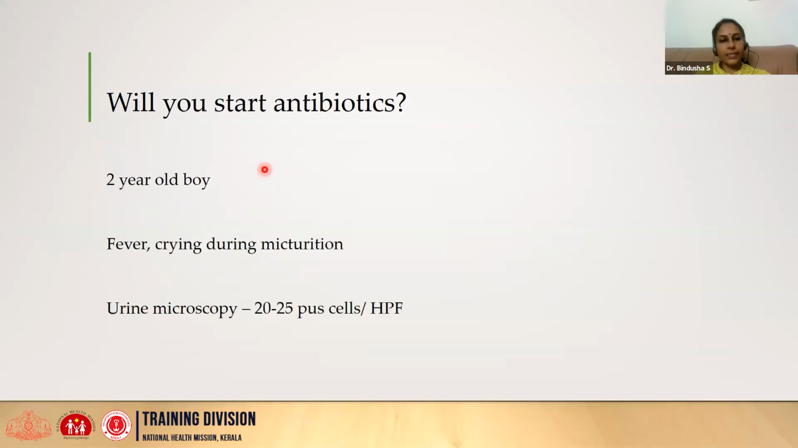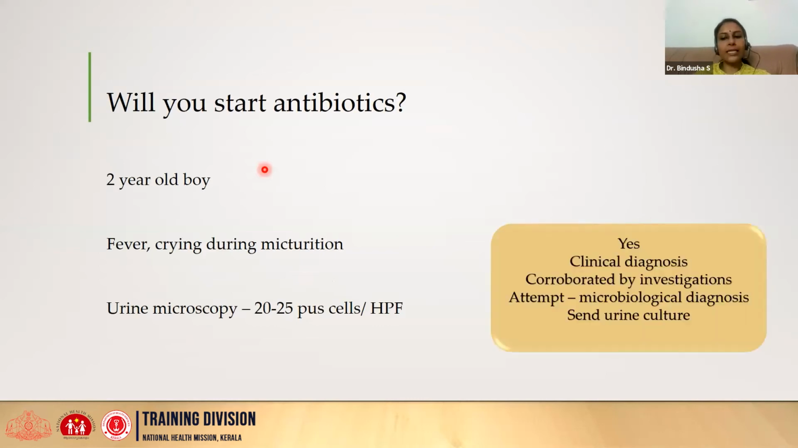And this is another child, a 2.5-year-old child with fever and crying during micturition, clinically suggestive of urinary tract infection. And microscopy also shows 10 to 25 pus cells per high power field. So this is a child whose clinical diagnosis is corroborated by the investigations to be a bacterial infection. So here also we need to start an antibiotic, but at the same time we need to send a urine culture to get a microbiological diagnosis.